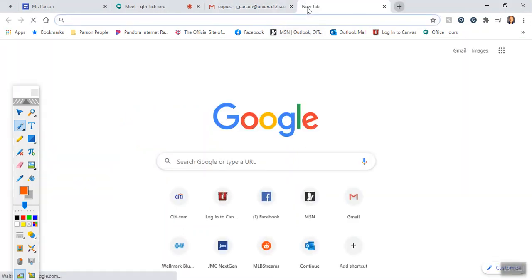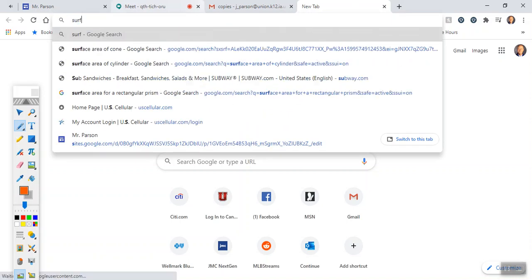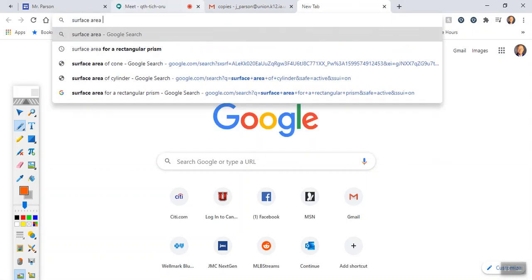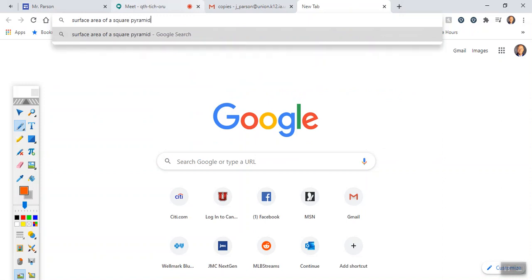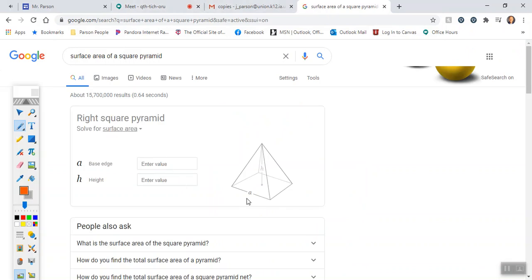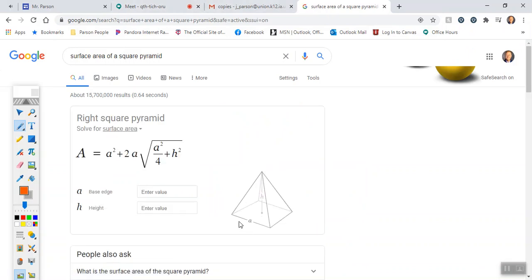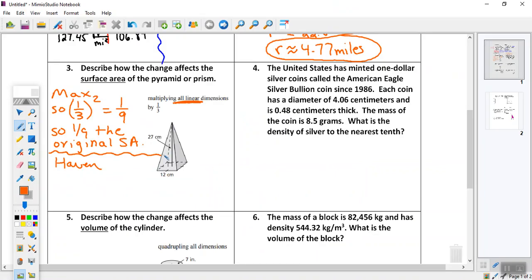Is that bottom base a square, kids? Okay, so I'm going to type in surface area of a square pyramid. Is that okay? All right, do we have the interior height on that example? We do. What is that interior height, kids?